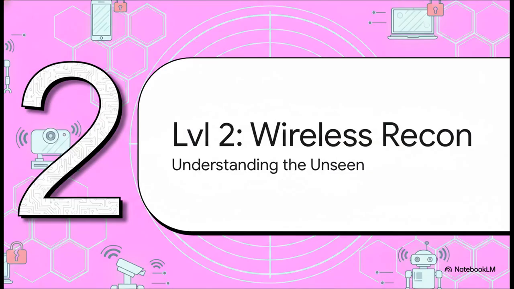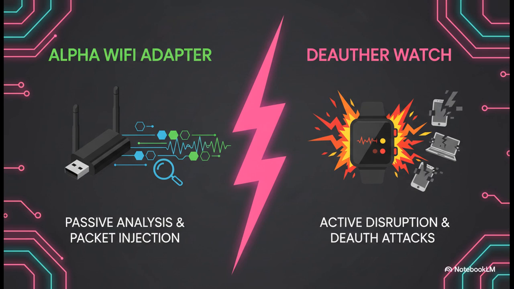Okay, let's level up. We're moving on from physical ports and stepping into the unseen world of wireless networks. This is the invisible battlefield where so many of our AI and IoT devices operate. And trust me, it is a massive attack surface. So here, we're looking at 2 totally different ways of thinking. On one hand, you've got the Alpha Wi-Fi adapter. This is your professional listener. See, your laptop's built-in Wi-Fi card is kinda deaf. It can't go into monitor mode, which is basically like giving it Wi-Fi superpowers, letting you see all the data flying through the air, not just your own. It also lets you do packet injection, which is like crafting and sending your own little data messages to see how a network reacts.